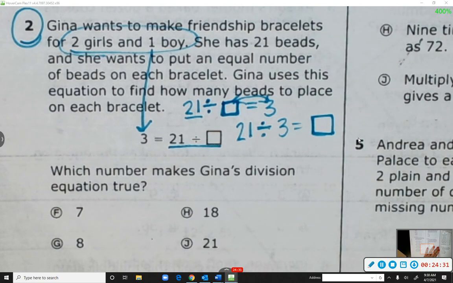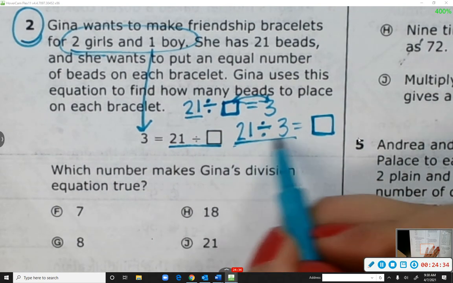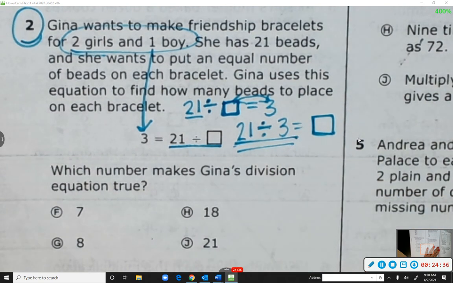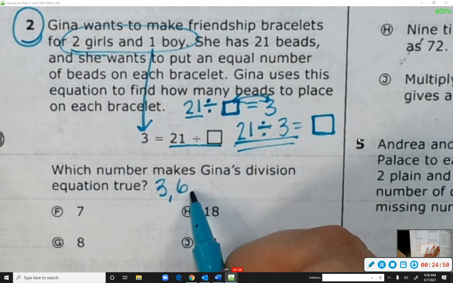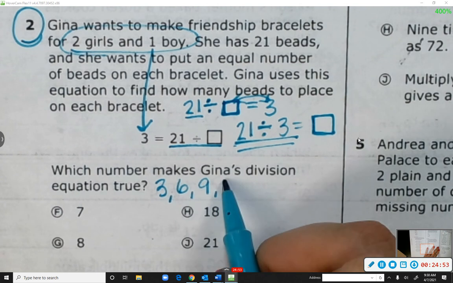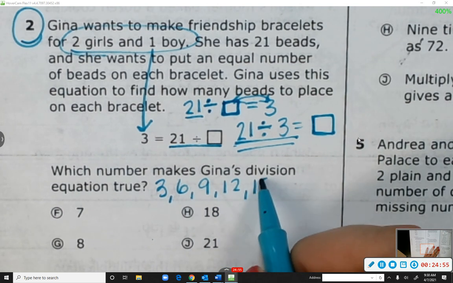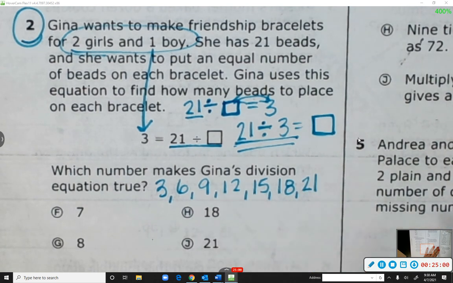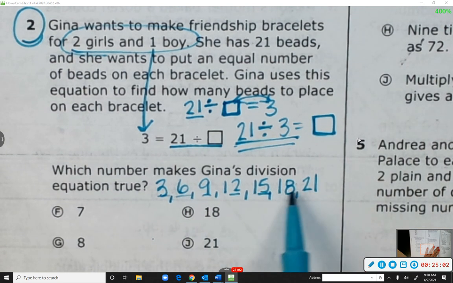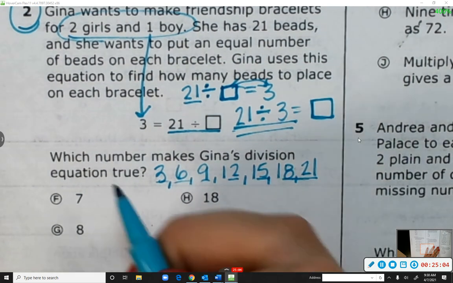Yes. 21 divided by 3. I can work that out. What can I do, Bryson, to work that out? You could do equal groups? Could we skip count by 3s? Yes. 3, 6. What would come next? 9, 12, 15, 18, 21. 7 skips. So F is the correct answer.